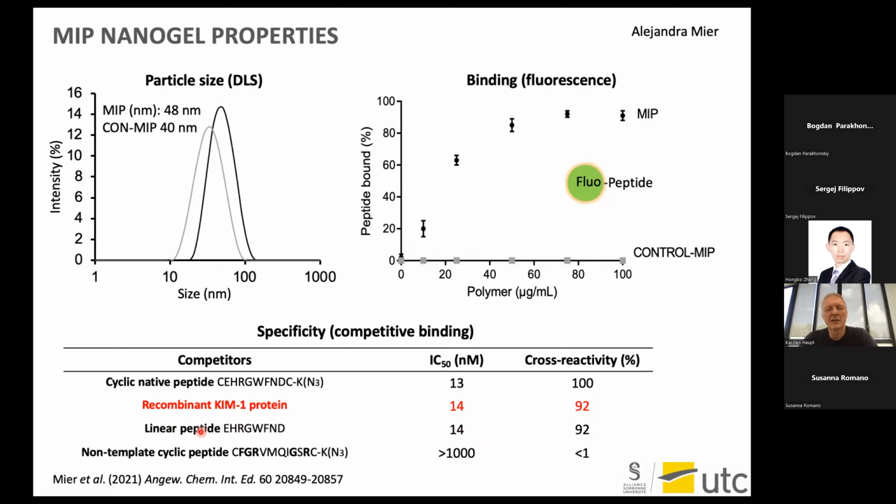We also check the linear epitope, which can fold into the binding site, and it will also bind. But if we use a different peptide, a circular peptide with similar amino acids, there is no binding at all.